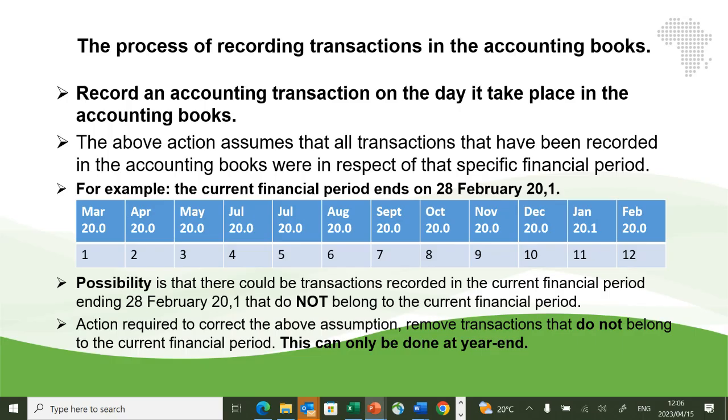Someone can actually come to your business and pay, maybe if it's rent, pay the rent for the next 15 months. We know exactly that the financial period has only 12 months. So which means if they pay for 15 months, they've also paid for 3 extra months that don't belong in this current financial period. So that's what this principle is assuming.